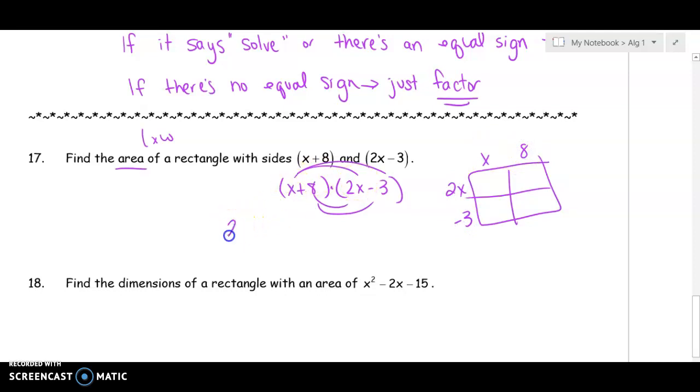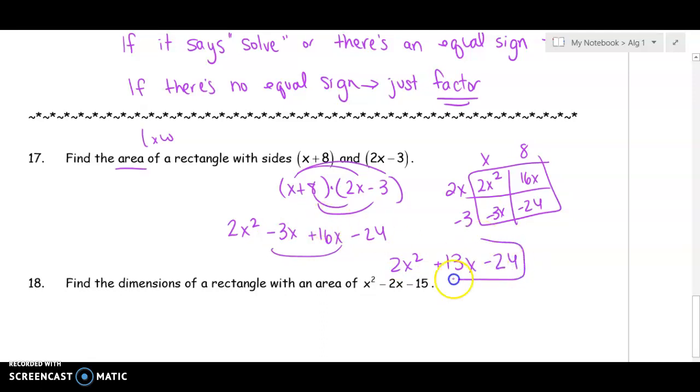X times 2x is 2x squared. X times negative 3 is negative 3x. 8 times 2x is 16x, and 8 times negative 3 is negative 24. And then you can combine the x's. Negative 3 plus 16 is 13x, and then we have a minus 24.